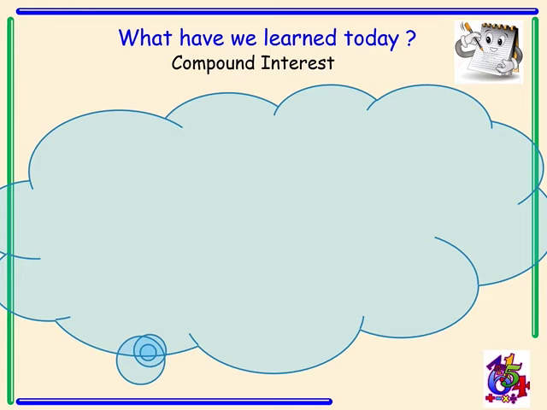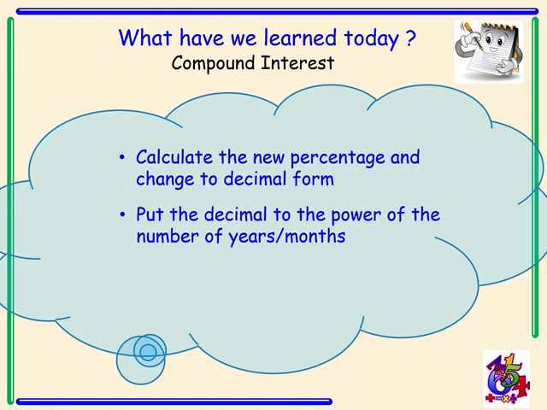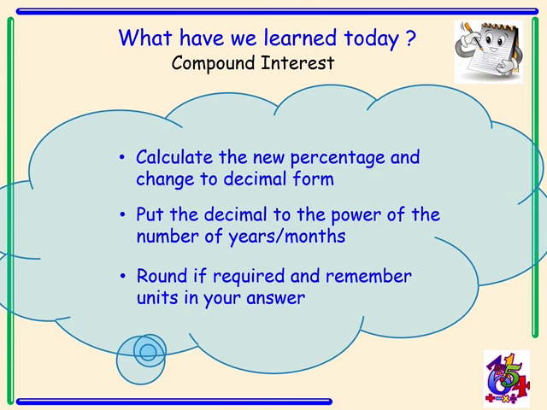So today we've learned about compound interest. We need to first of all calculate the new percentage and change it to decimal form. We then put this decimal to the power of the number of years, months or minutes. And then we round if required and we remember our units in our answer.